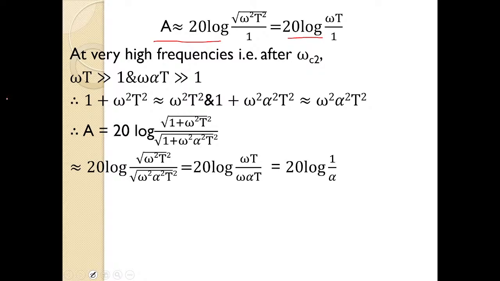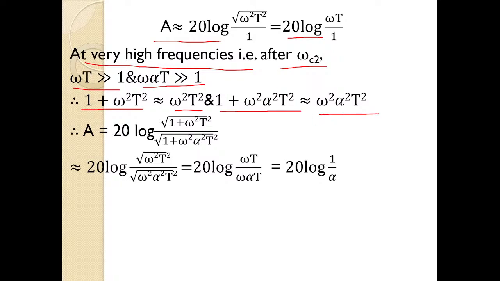Now let us consider high frequencies, means frequency above omega c2. When frequencies are above omega c2, at high frequencies, omega t will be very, very greater than 1 and omega alpha t will be very, very greater than 1. Therefore 1 plus omega square t square will be approximately equal to omega square t square, and 1 plus omega square alpha square t square will be approximately equal to omega square alpha square t square.